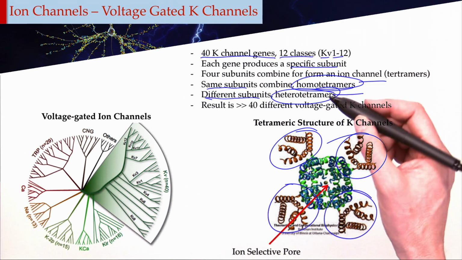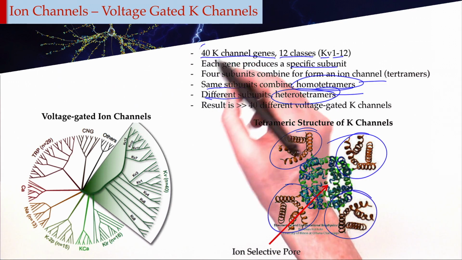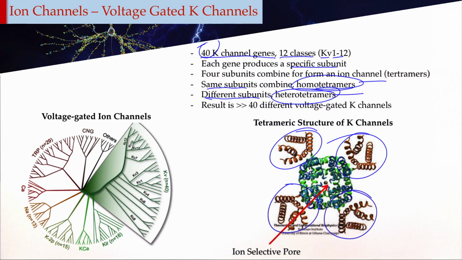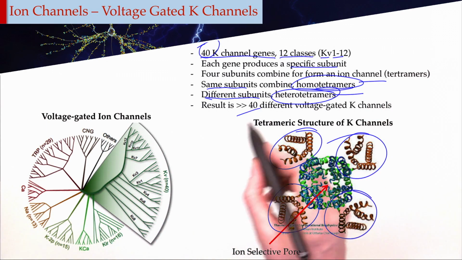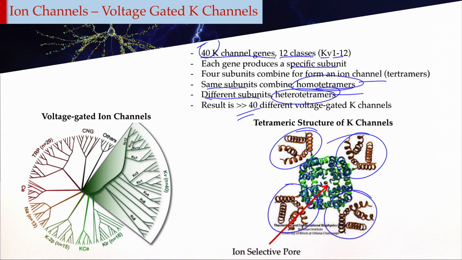If only homomeric channels could be produced, you would have 40 types of potassium channels. But because different subunits can combine differently, the result is that there are well over 40 different voltage-activated potassium channels. This is very important because depending on which one you use, you're going to have a different electrical property in neurons, as I'll show you later. So these are the KV family, what we call the KV family.